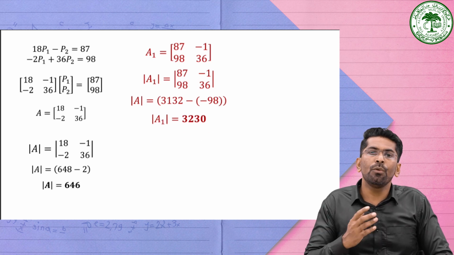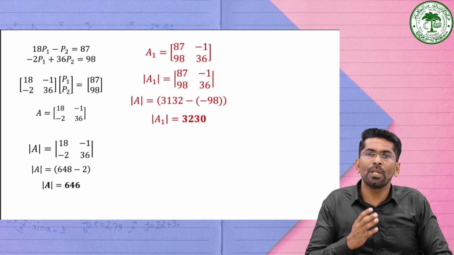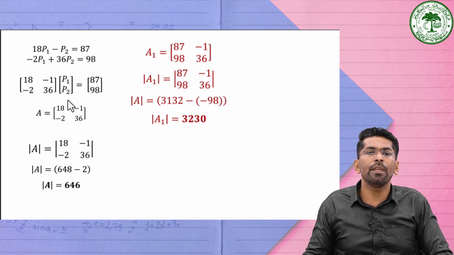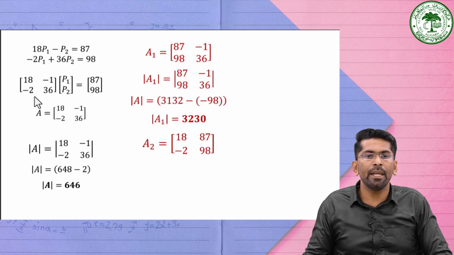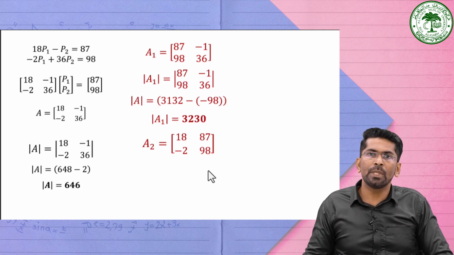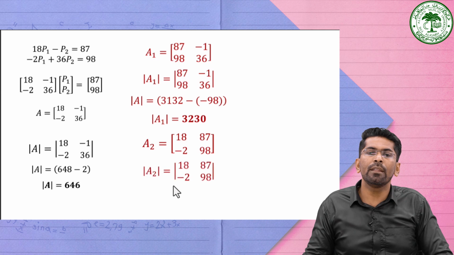So now we are going to frame the second special matrix, that is A2, by replacing the second column, that is minus 136, with the constant matrix, that is 87 and 98. So here I am framing the new special matrix, that is A2. The first column will be as it is, that is 18 minus 2, and the second column, that is minus 136, will be replaced with 87 and 98. After framing this special matrix A2, we are going to find the determinant value.